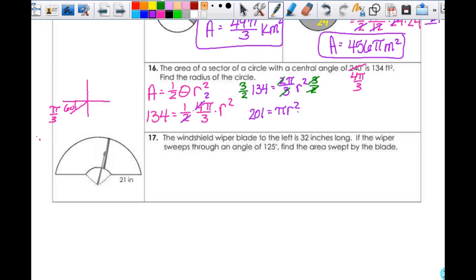I'm trying to get r by itself, so what do I do? Divide by pi. So now I get r squared is equal to 201 over pi. So then what do I do? Square root. So r equals the square root of 201 over pi. And should this be plus or minus? Technically, I get plus or minus, right? The negative doesn't make sense because it's a length.